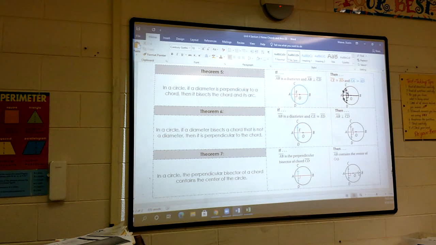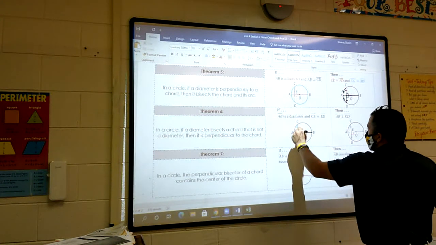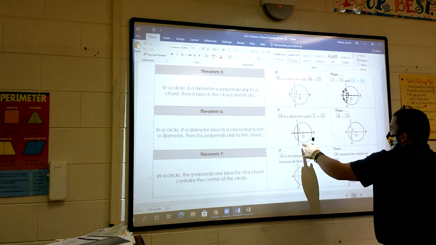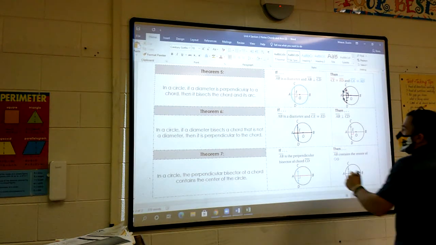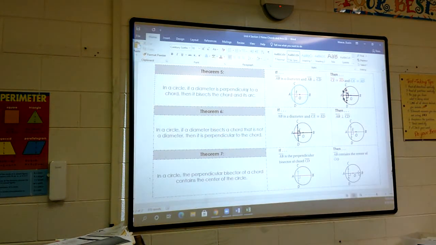So basically, again, it means you're being able to set those two things equal to each other. The two halves of the chord and the two arcs, you'll be able to set equal to each other because it's perpendicular there. Okay? Theorem 6 says, in a circle, if a diameter bisects a chord, again, same type of thing as we had up here, that is not the diameter, so this chord is not the diameter, then it is perpendicular to the chord. So all it means is that it creates the 90-degree angles. That's all you have to know there.